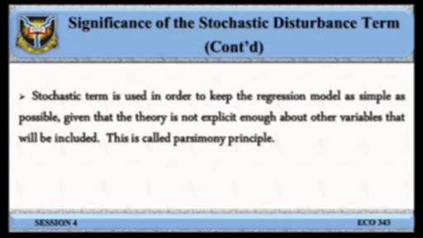The stochastic term is used in order to keep the regression model as simple as possible, given that the theory is not explicit enough about other variables that will be included. This is called the parsimony principle.